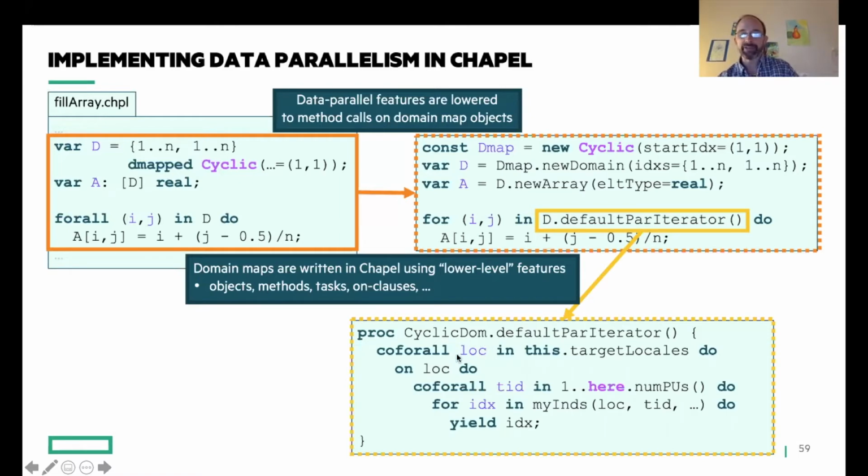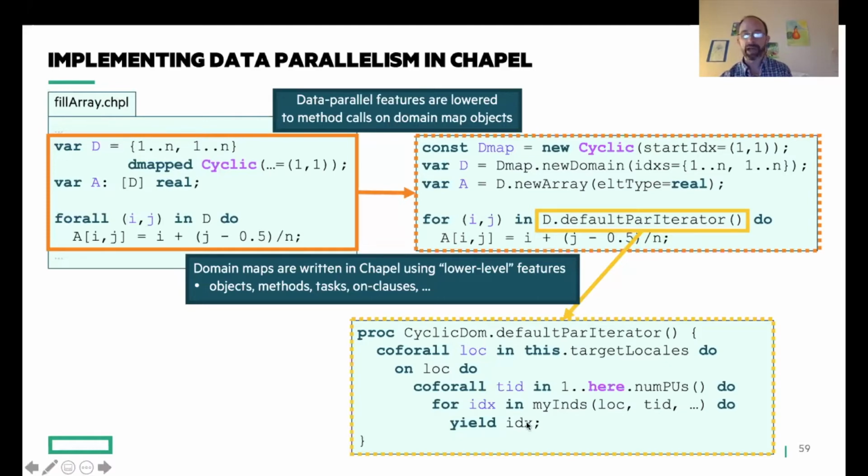But basically inside of the cyclic domain's parallel iterator, we're going to see a pattern much like what we saw earlier in the talk. We're going to create a task per locale, move those tasks to their respective locales, create a task per core, and then compute as a function of our locale and task ID which indices we own of this domain. And then basically just iterate through those serially and yield them back.